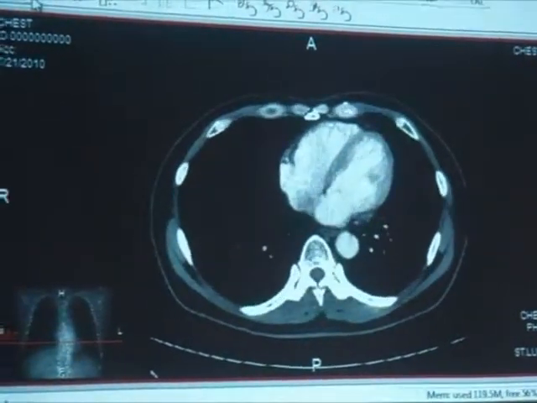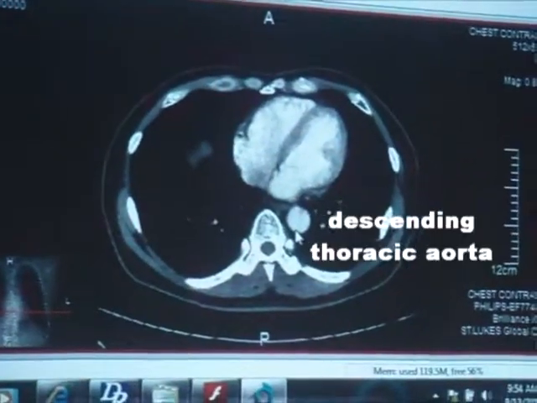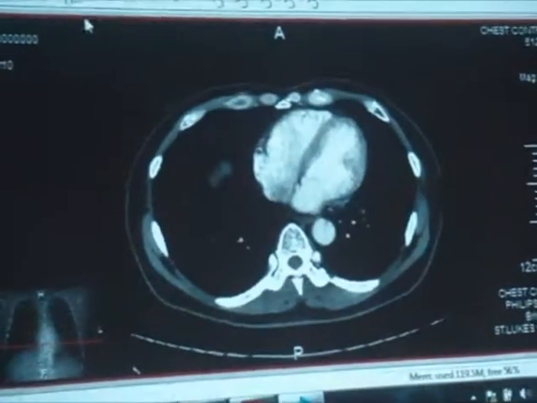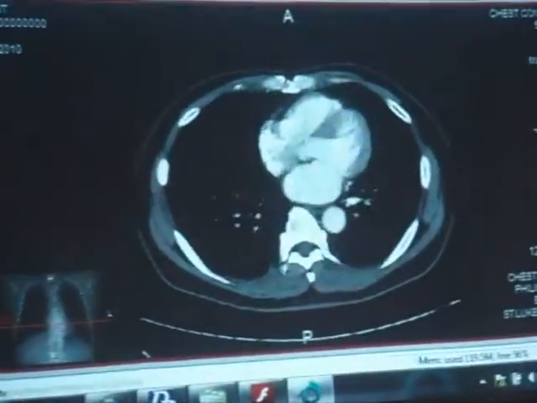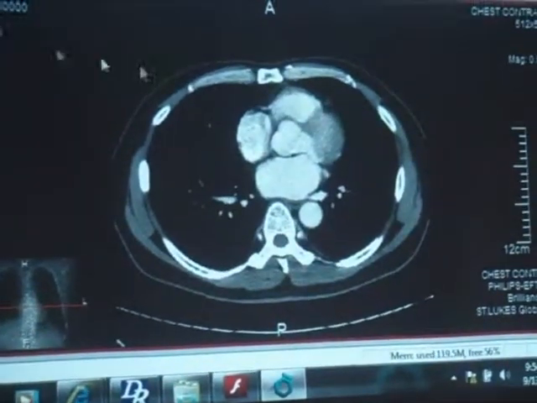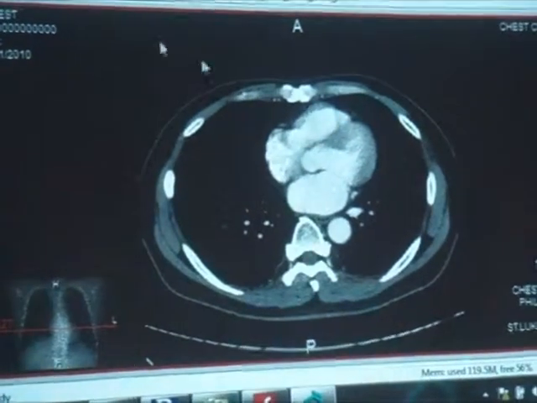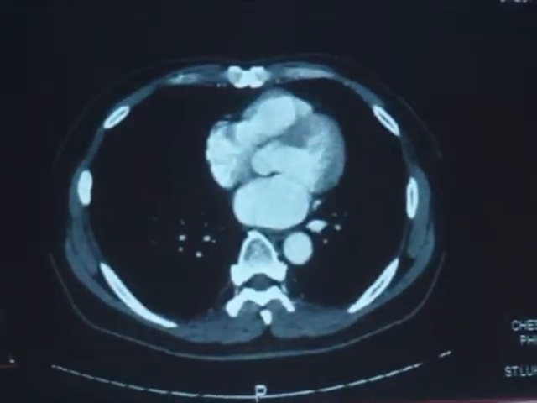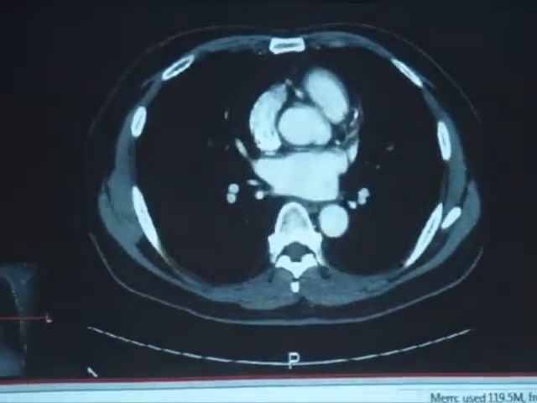Okay, so what's this structure here? Descending thoracic aorta. Let's try to now move up and look at the right ventricle. So the right ventricle, right atrium. Let's move up and follow the right ventricle. The right ventricle now gives rise to what structure?